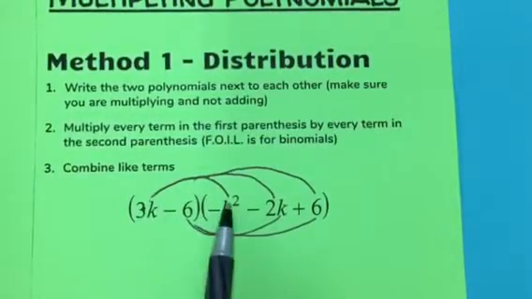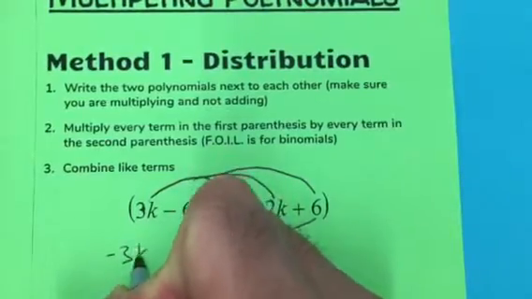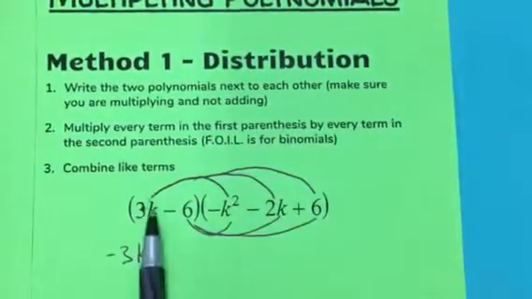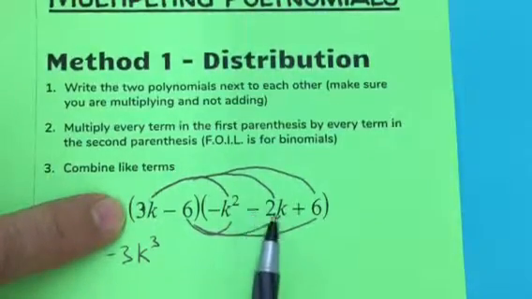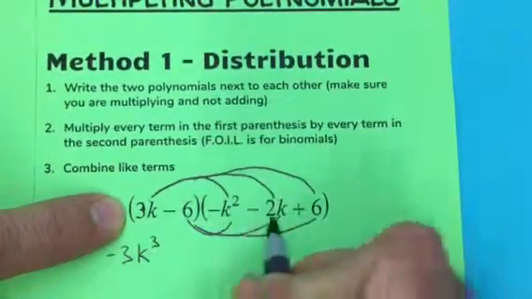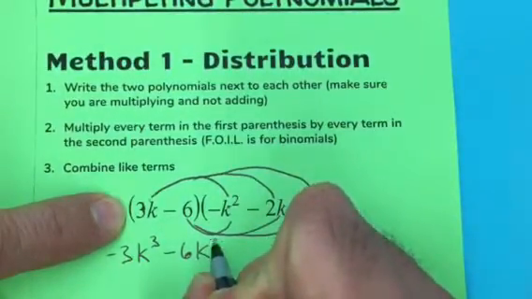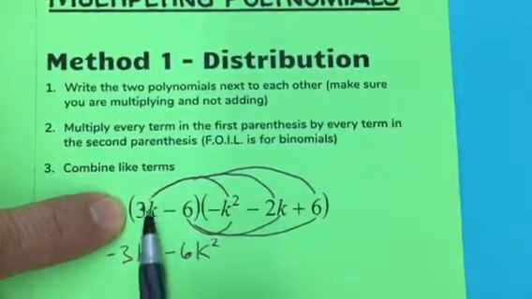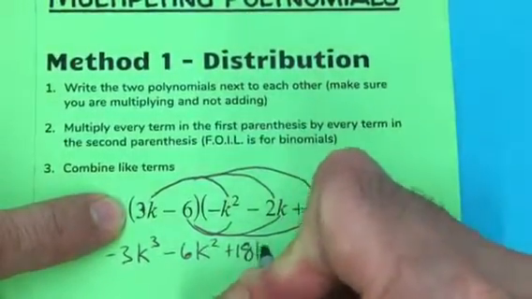So we're going to start out with the first ones. 3k and negative k squared is negative 3k cubed. Let me do the next one. Positive 3 and negative 2 makes negative 6k. Negative 6k times k is negative 6k squared. 3 times 6 is 18. Okay.